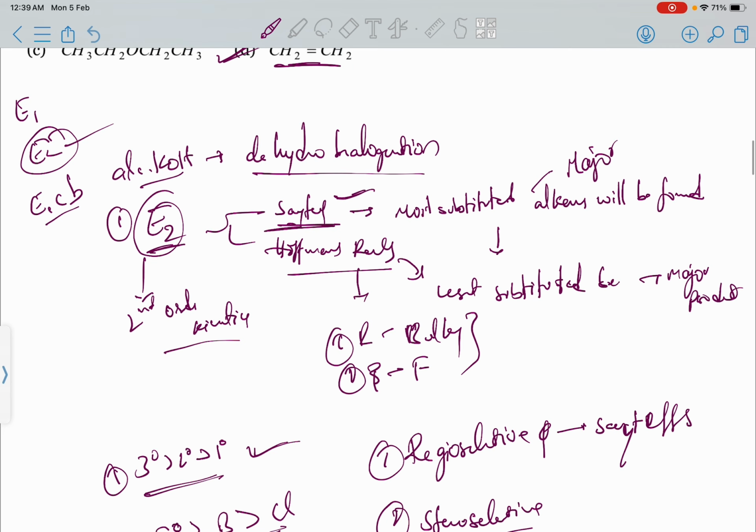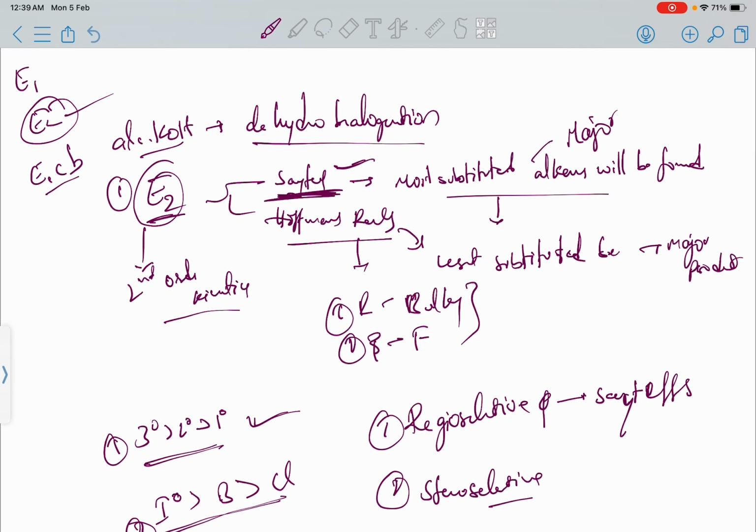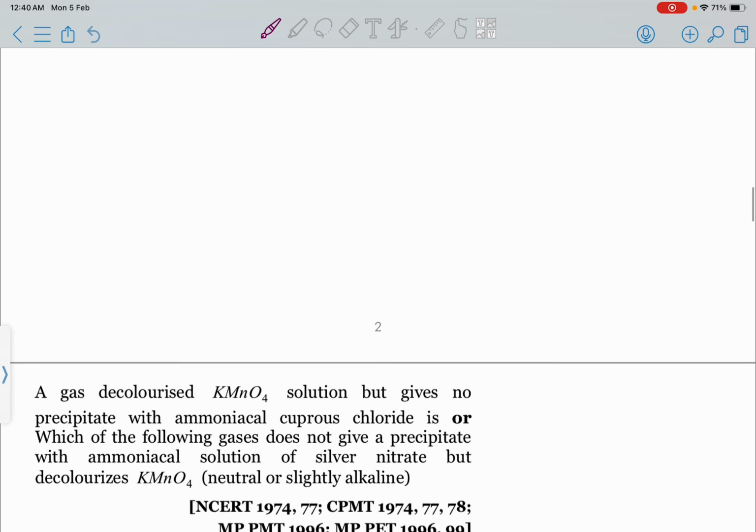Once again, E2 reactions follow second order kinetics, out of E1, E2, E1CB. Out of that, we will be getting the Saytzeff product as the major product, which is the most substituted alkene. The ease of reaction will be tertiary, secondary, primary, and after that iodine, bromine, and chlorine. We are concluding that E2 elimination mechanisms are regioselective as well as stereoselective.